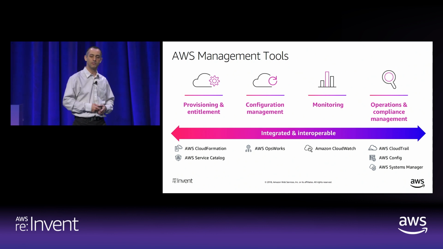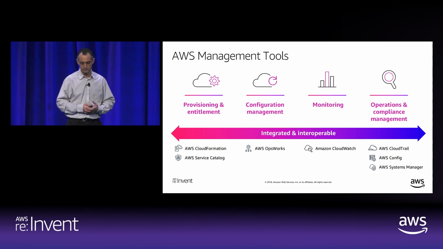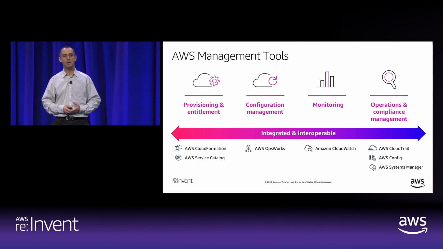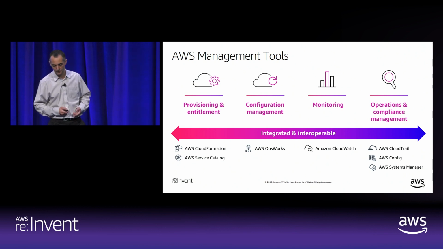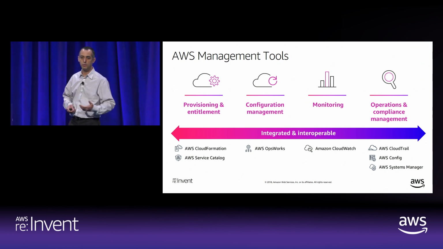For monitoring, we have CloudWatch. CloudWatch enables you to monitor your systems. And it does this by providing metrics which you can monitor and also allowing you to define alerts for notifications when there are problems. You can also use it to respond in real time to events. And then in operations and compliance management, we have CloudTrail, which is what we'll discuss today more.